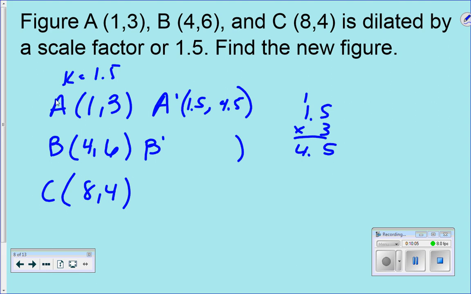Is it 9? Yeah, it is 9. And then 8, 12, and 4. Did 4, 6. Right? So if you actually have to multiply, please do it to the side. Please. Don't try to sit there and guess. Please don't.